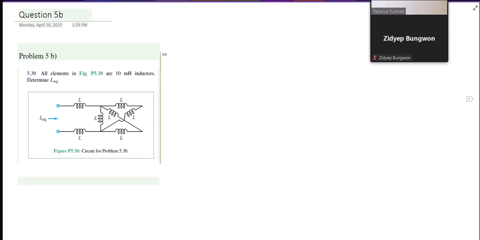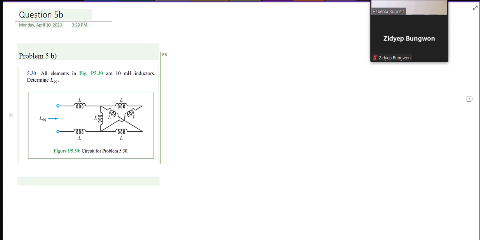Okay, so now we're going to find equivalent inductance, and inductors add like resistors. So if they're in series, you add them, and if they're in parallel, it's product over sum. So these are all 10 millihenry inductors, but I'll plug in the 10 millihenry after we've added them all. We'll just call them L right now.